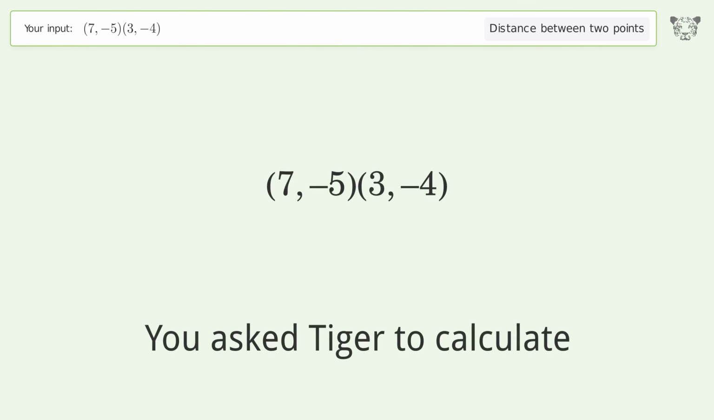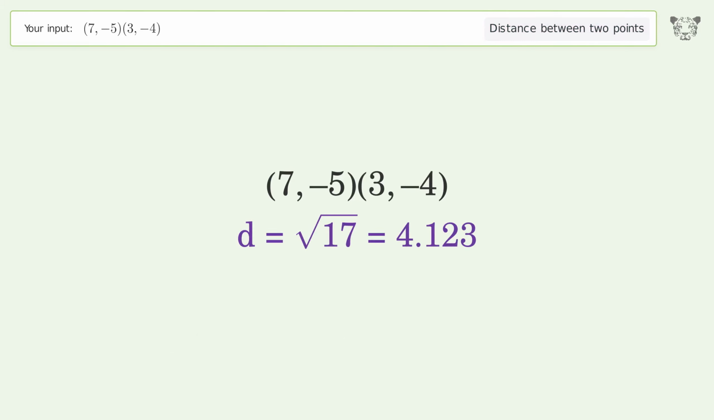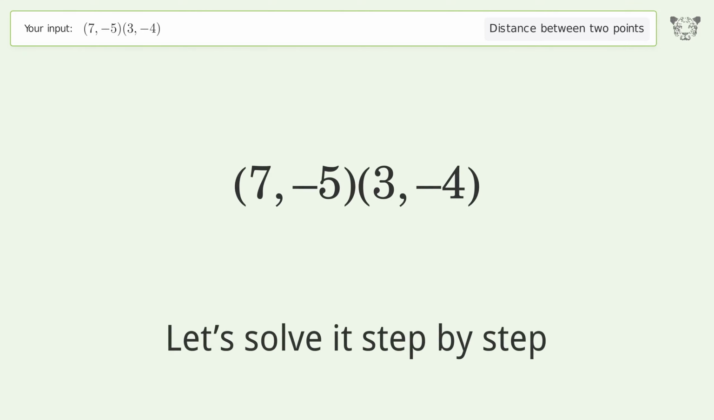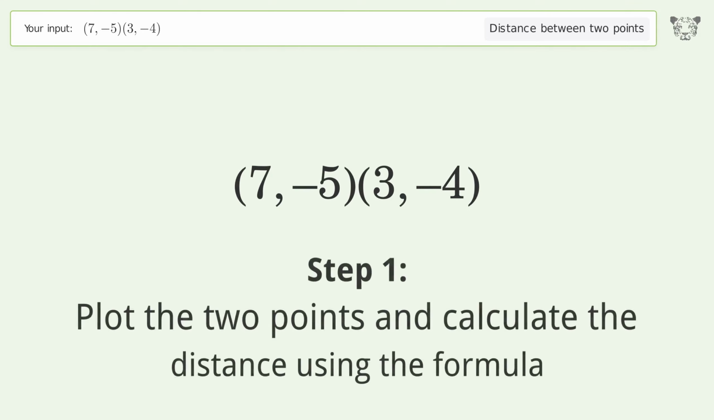You ask Tiger to calculate. This deals with the distance between 2 points. The distance between the 2 points is the square root of 17, or 4.123. Let's solve it step by step. Plot the 2 points and calculate the distance using the formula.